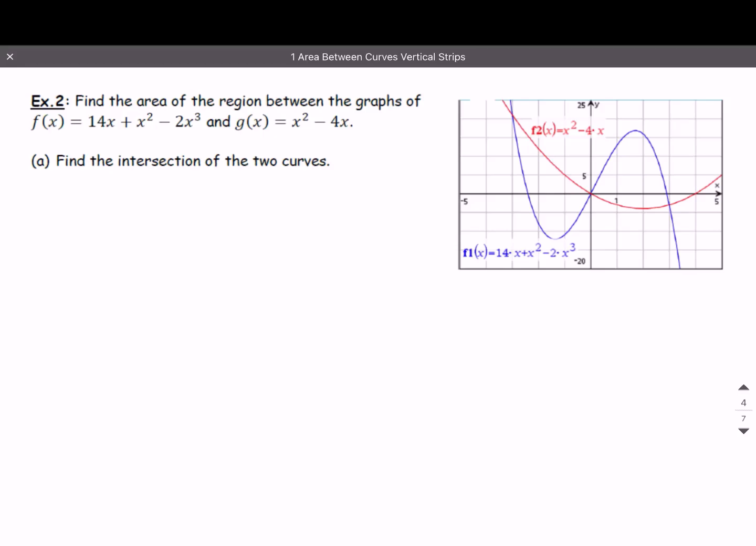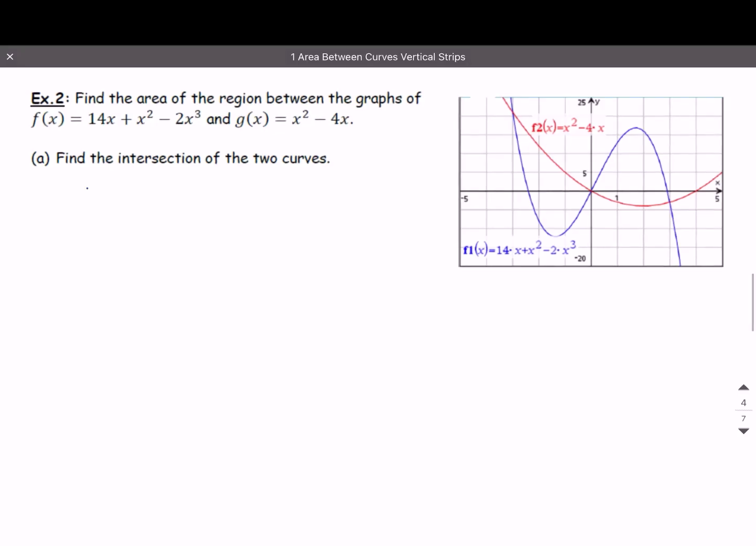We know that this would mean that our two functions, x squared minus 4x, would have to equal 14x plus x squared minus 2x cubed. We're going to bring everything to the left side, so I'm going to have a positive 2x cubed. My x squareds are going to add to 0, and I'm going to have a negative 4x minus 14x, so that's minus 18x equals 0. I take out a common factor of 2x. That leaves me with x squared minus 9.